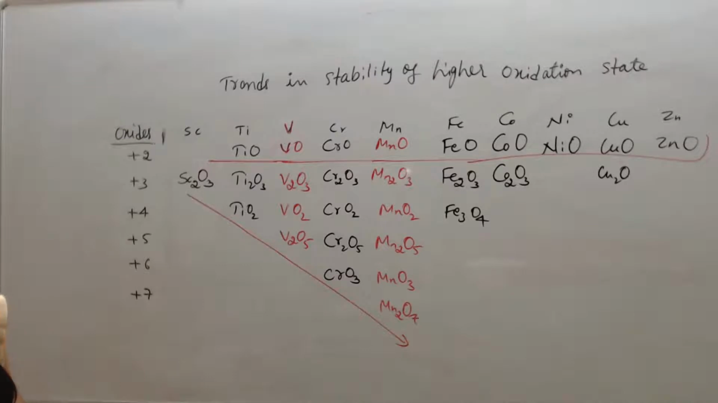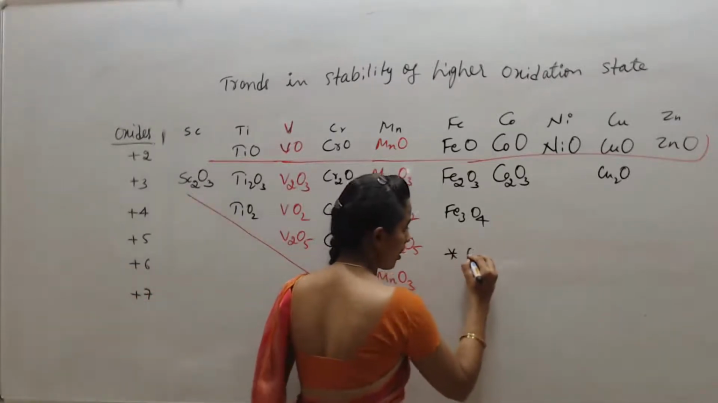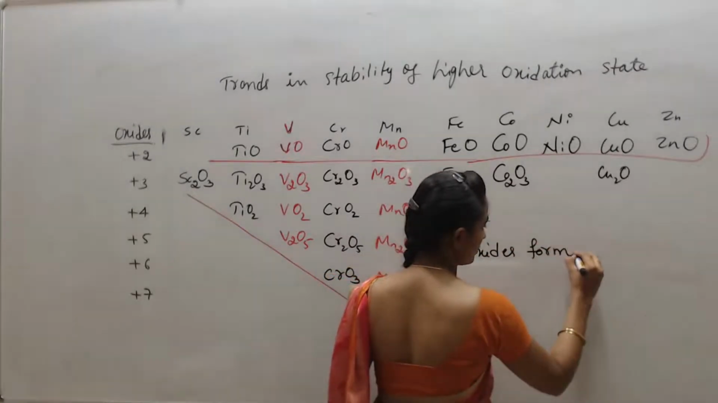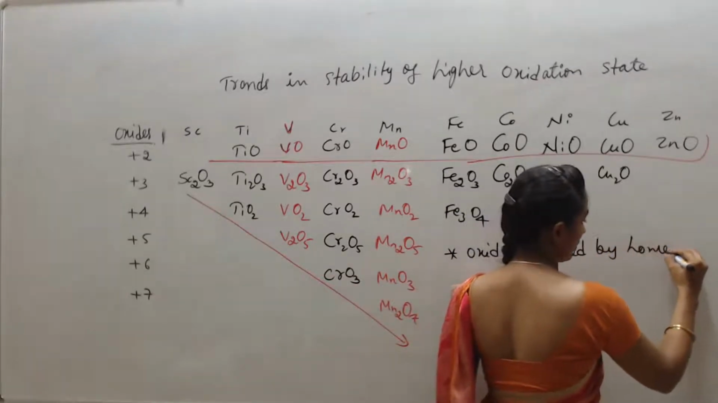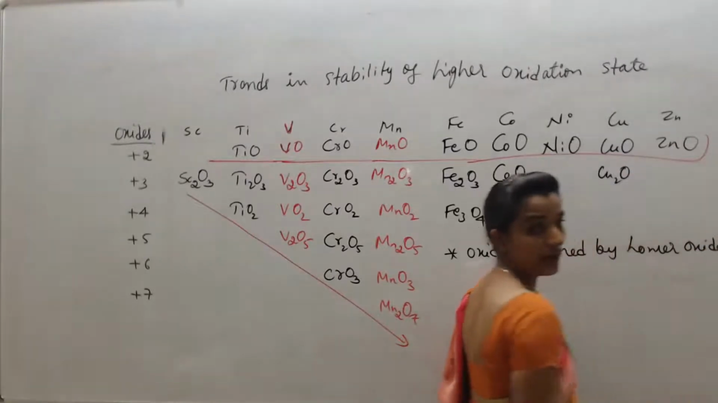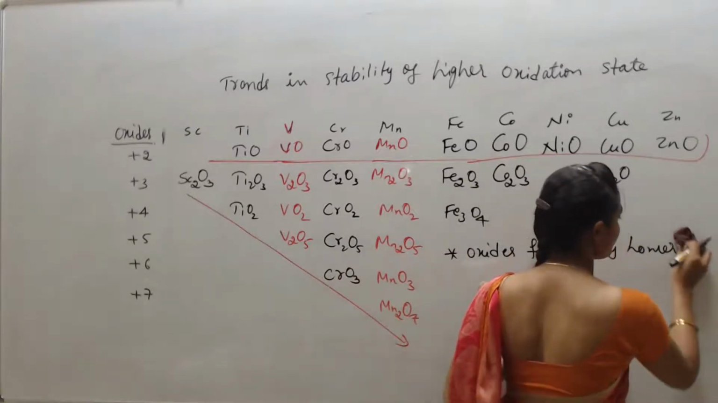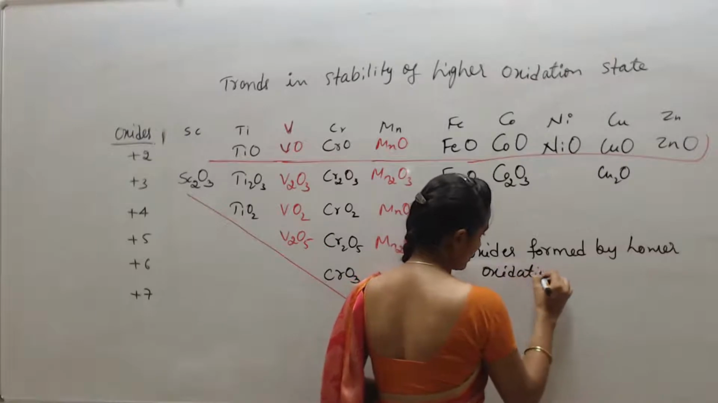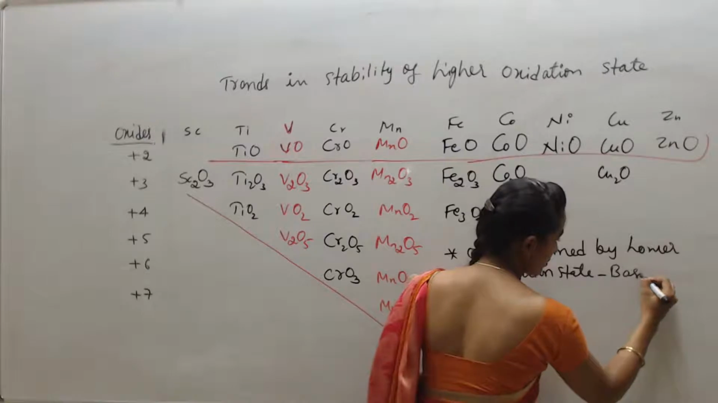Okay. So here what happens? The points you have to remember is oxides formed by lower oxidation state. Oxides formed by lower oxidation state are basic in nature.